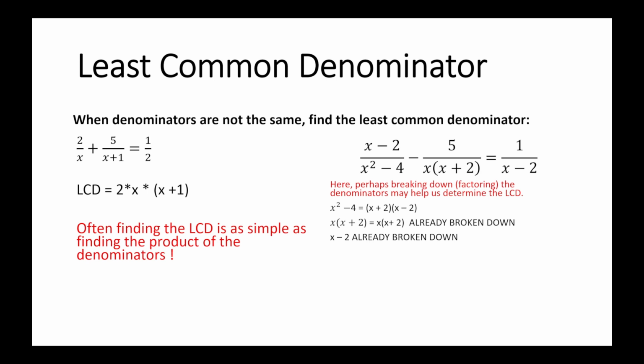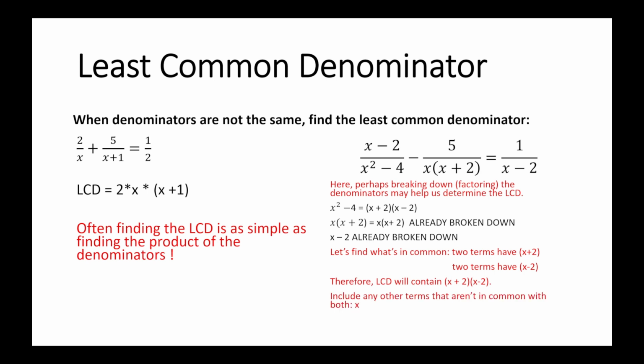So we look to see, do they have anything in common? And what do you know? They do. Two of the terms here have x plus 2 in common, the top and the middle. And two other terms, the top and the bottom, the first and third, have x minus 2. So because they have these in common, you can multiply these two as part of your LCD. But you're still missing something. You're missing any other terms within these three denominators that aren't included. So we already talked about x plus 2 and x minus 2. Well, the x isn't included. So we also multiply by that. So our final LCD would be x times x plus 2 times x minus 2, as shown here.